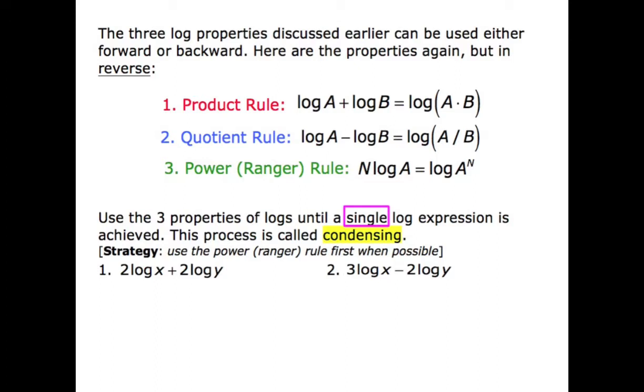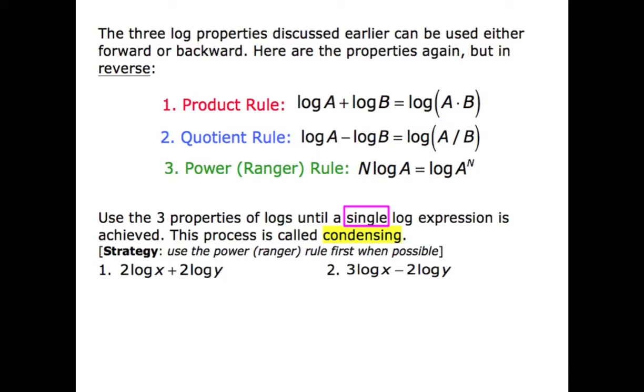If you see log of A minus log of B, this can be condensed to the log of A over B. Again, we see two occurrences of the word log in the given, but only one occurrence of log in the result. And finally, we have the power rule, and that is if we see a coefficient n in front of a log expression, that coefficient can become the power of the argument. So n log a becomes log of a to the power of n. Let's try a few examples.